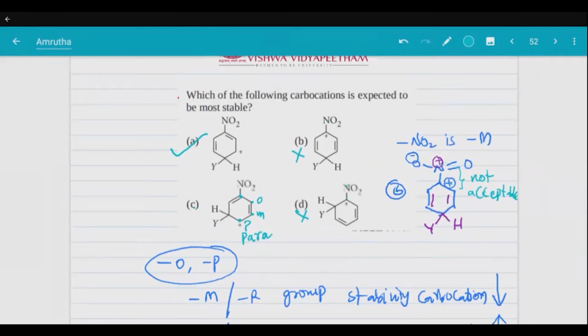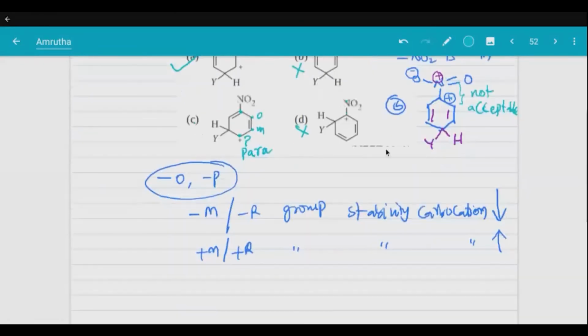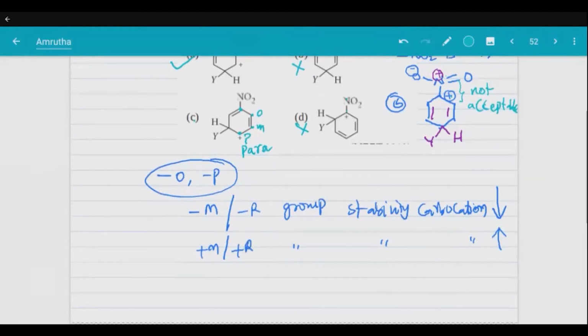Understood? So this is how you should eliminate options when comparing carbocation stability or carbanion stability. Just check this rule, no? Very simple. Just check the ortho para position. If it is carbocation, this is the rule. Carbanion is just the opposite. Okay, fine.